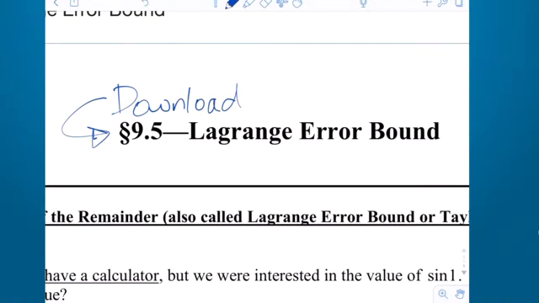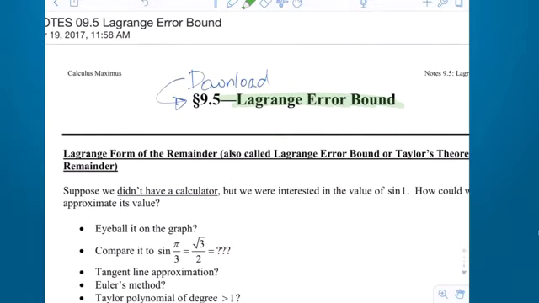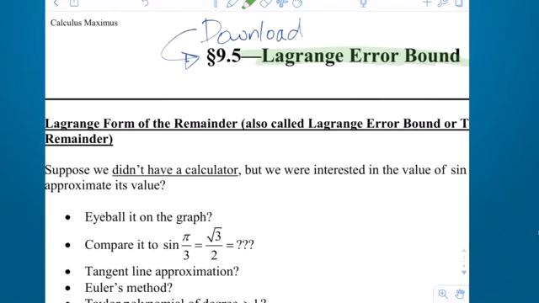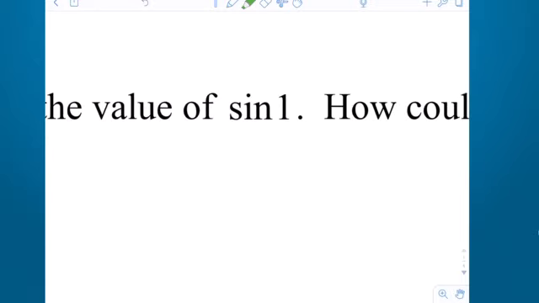Okay, so very quickly here, an introduction to the last section. It's called Lagrange error bound, sometimes called Taylor's remainder theorem, all right? What it does is it tells you if you use a polynomial approximation for some function, how close that approximation is to the actual value. So if we wanted to approximate something like, let's say, sine of 1, and we didn't have a calculator, how could we approximate sine of 1?